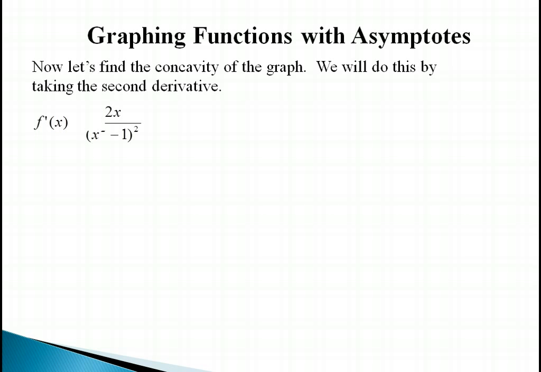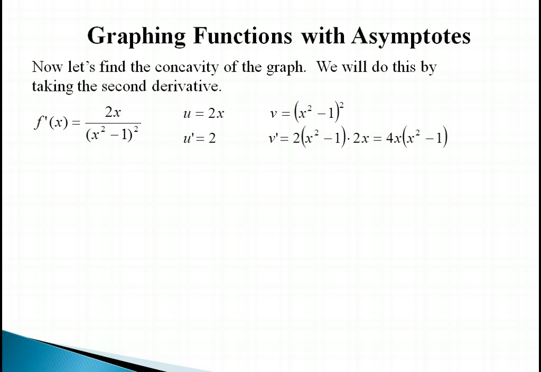Okay, now we're going to look at the concavity of the graph, and we're going to do that by taking the second derivative. So we have our first derivative, which is 2x over (x squared minus 1) all squared. Our numerator is going to be u, which is 2x, and our denominator is v, which is (x squared minus 1) all squared. So the derivative of the numerator is 2, and for the derivative of the denominator, we're going to have to use our chain rule on that one.